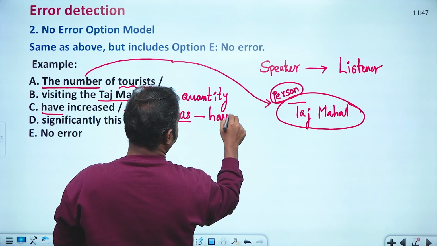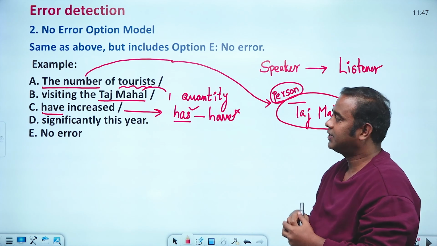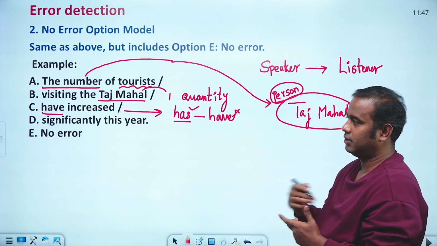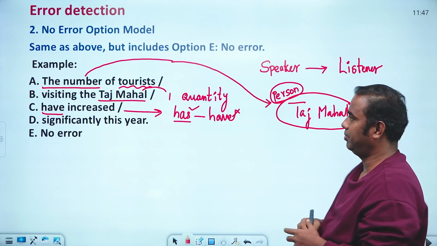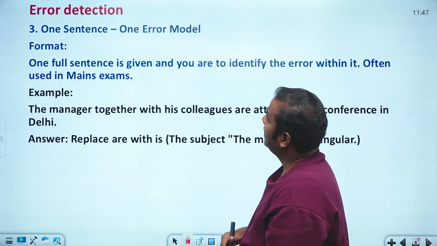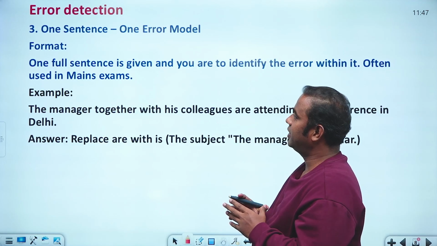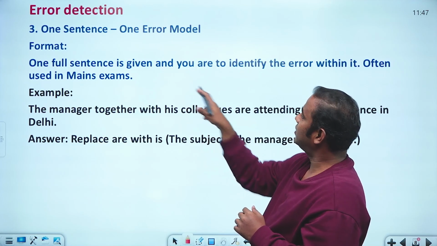"Have" is wrong; it should be "has increased significantly this year." Okay, that's a grammar mistake we need to keep in mind. Then the next one is the one error model. So single sentence error, only one error will be there. Okay, so one full sentence will be given.